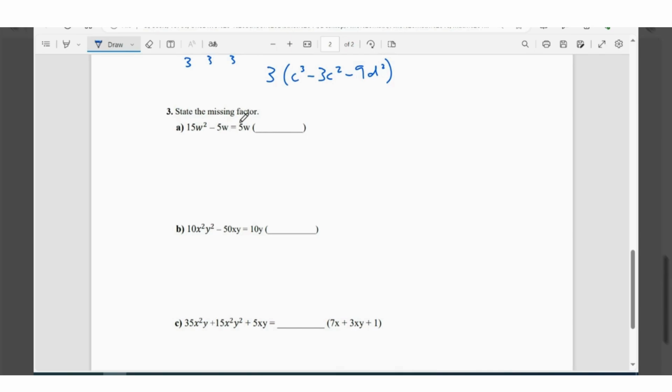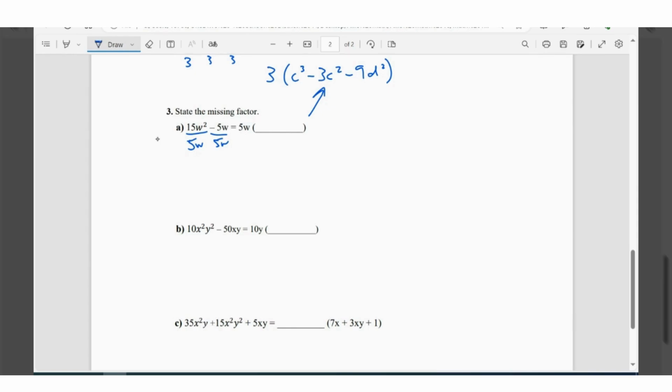They've already kind of done the factoring for us. They've already found, state the missing factor. So it's going to end up looking something like this. They've already given us this greatest common factor out front. So we just need to divide each of the terms by that greatest common factor that they've already given us. Very kind of them. So we already have that 5w.